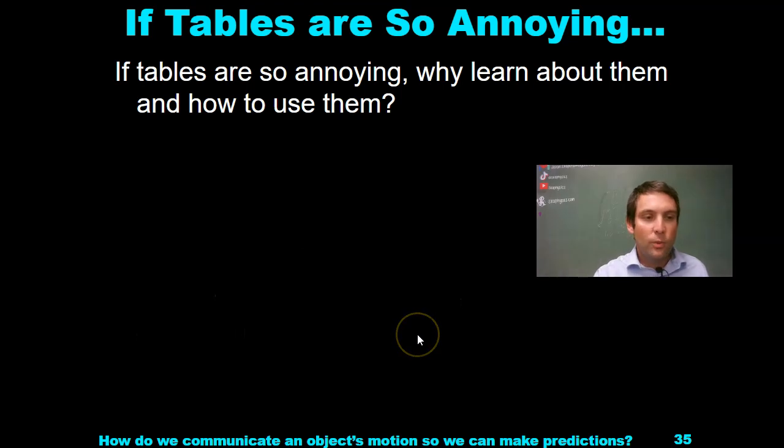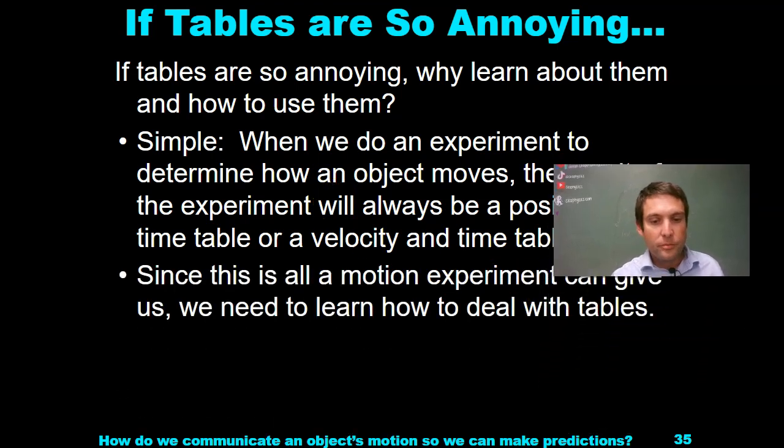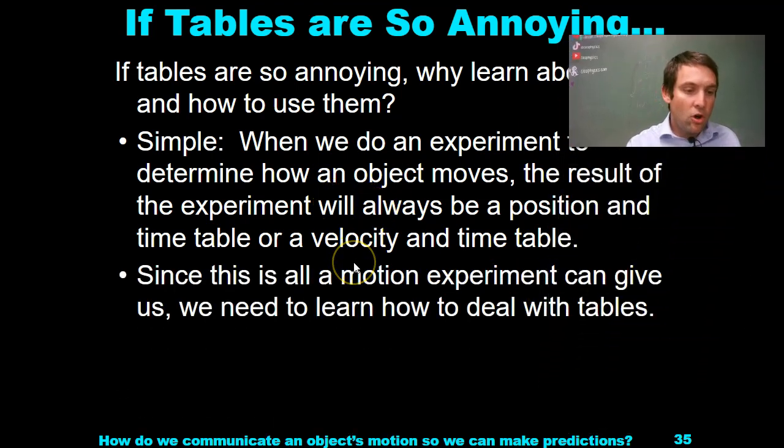Tables are so annoying, so why do we learn about them? When we do an experiment to determine how an object moves, the result of the experiment will always be a position time table or a velocity time table. Since this is all a motion experiment can give us, we need to learn how to deal with the tables.